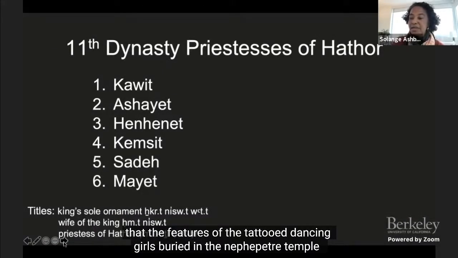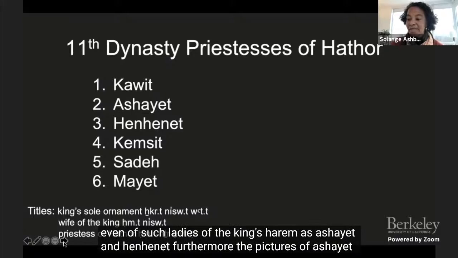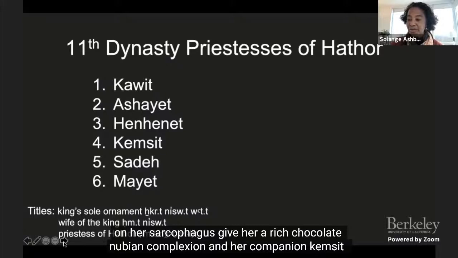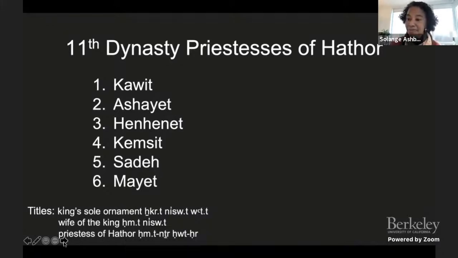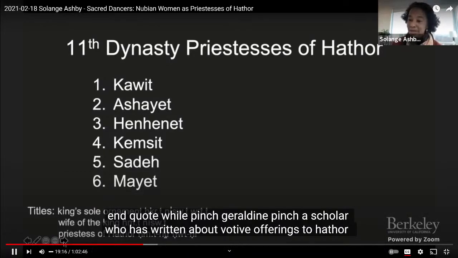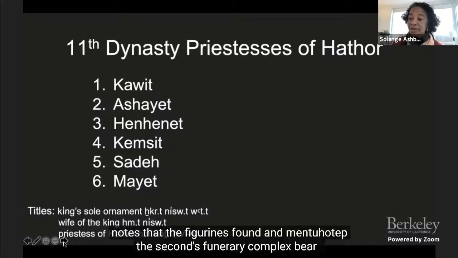That the features of the tattooed dancing girls buried in the Neb-Hepet Re temple showed marked Nubian traits, and that Nubian blood had probably flowed through the veins, even of such ladies of the king's harem as Ashayet and Henhanit. Furthermore, the pictures of Ashayet on her sarcophagus give her a rich chocolate Nubian complexion, and her companion Kemsit was painted on hers an actual ebony black, just like these little figures. End quote.